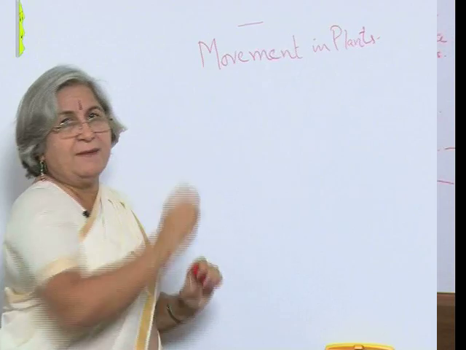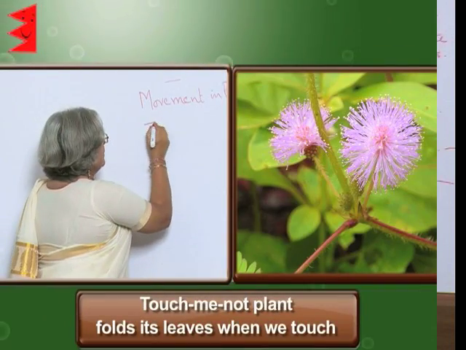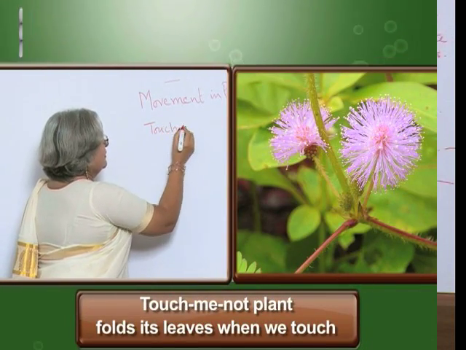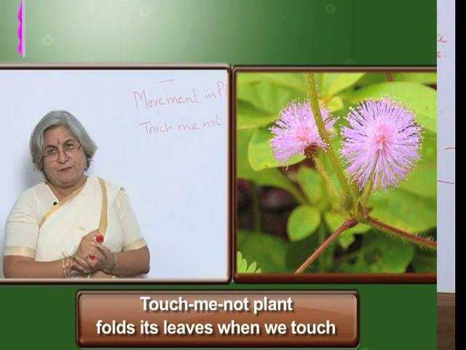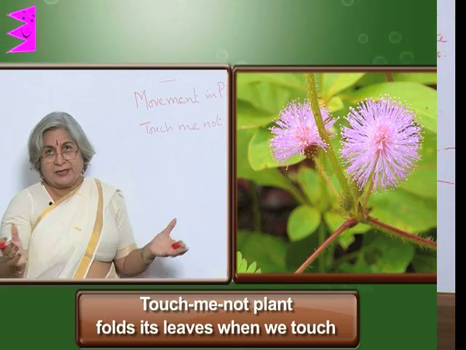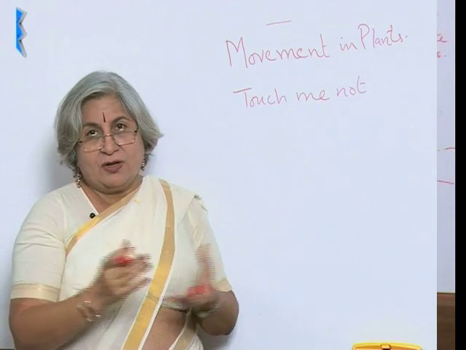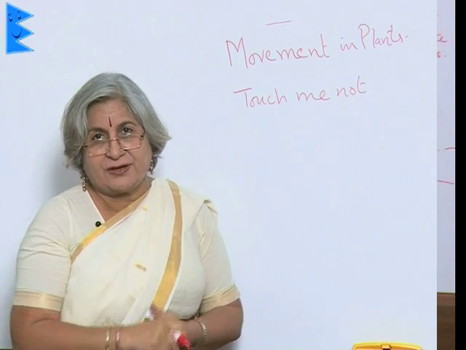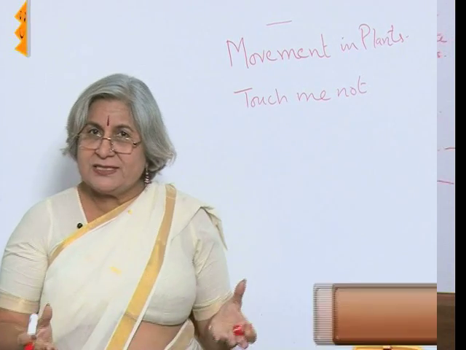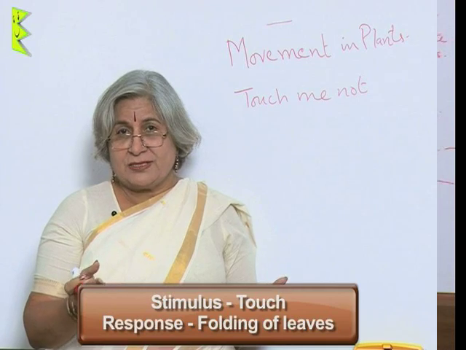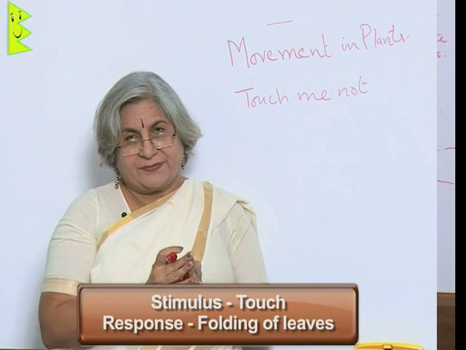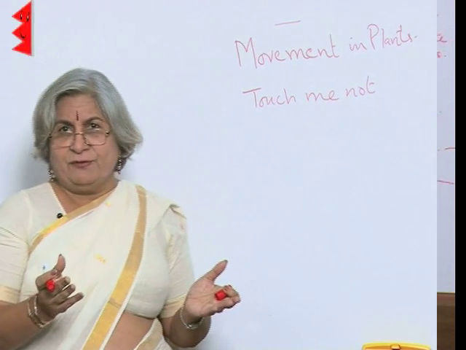The classic example is that of the touch me not plant. You know that we touch the leaves and they fold. A very quick response. And also it is not concerned with the direction of the stimulus. What was the stimulus in this case? The touch. And what was the response? Folding of the leaves.